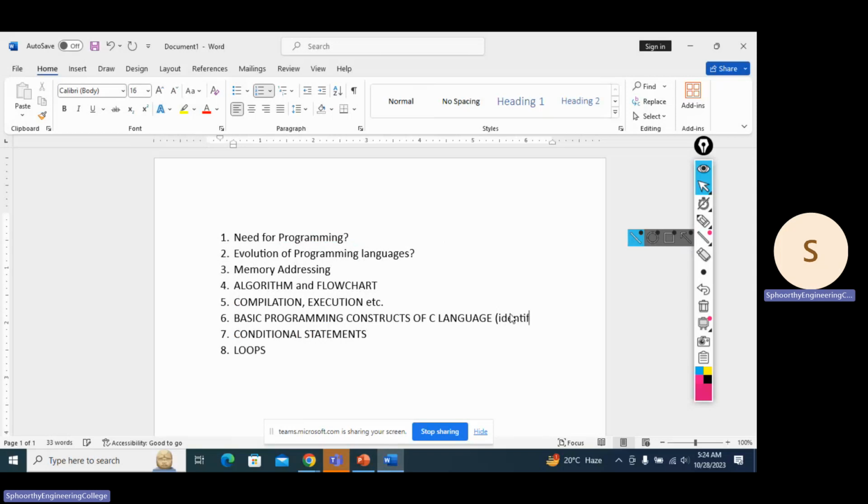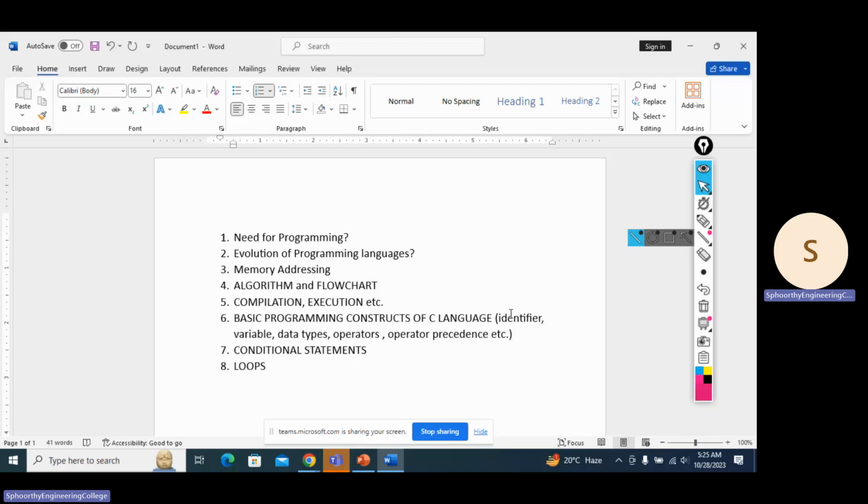So, what is an identifier, variable, data types, operators, operator precedence, etc. Then you have conditional statements, if condition and switch condition. They are used to run certain statements only when a particular condition occurs. So under conditional statements, you have if condition and switch condition. Then you have loops, as we have discussed earlier. Loops are used for iterations or repetitive operations.